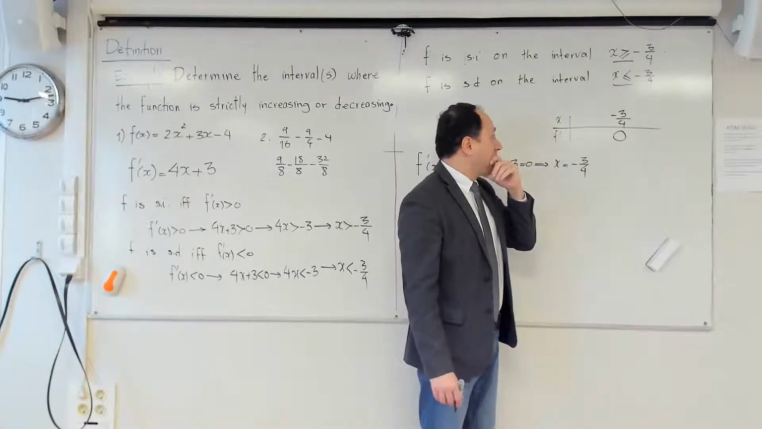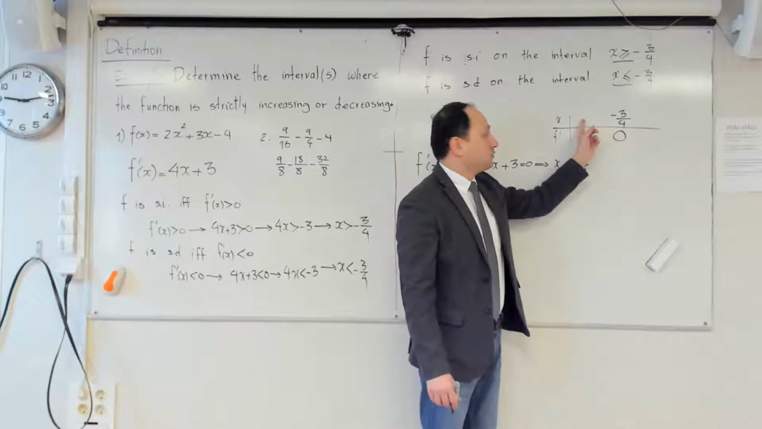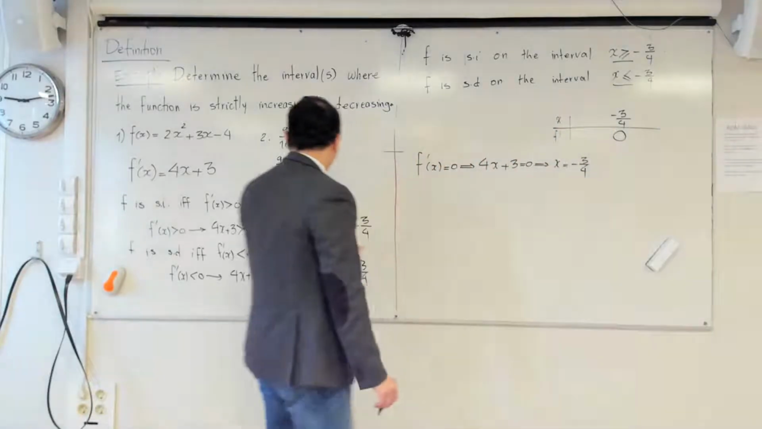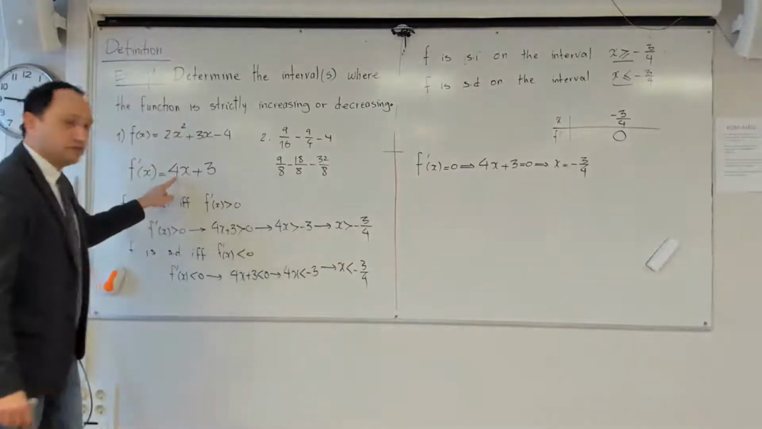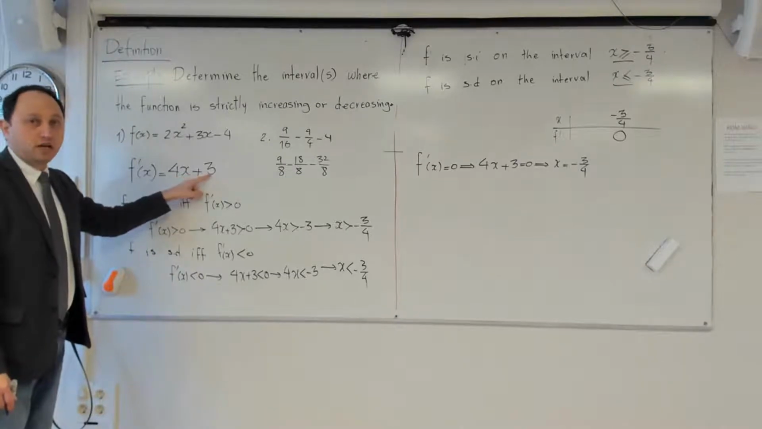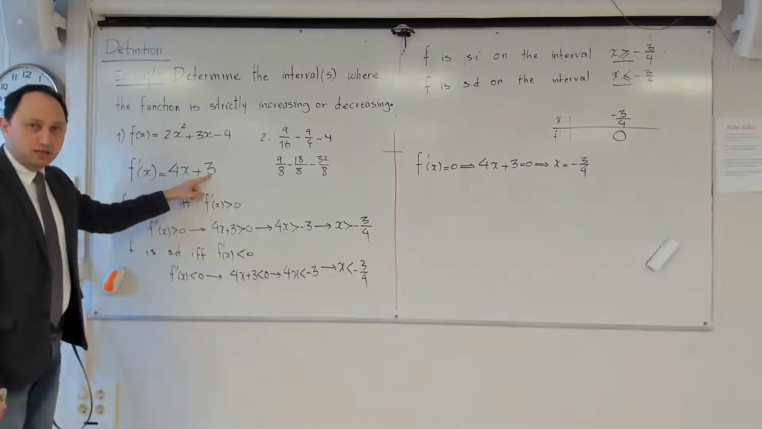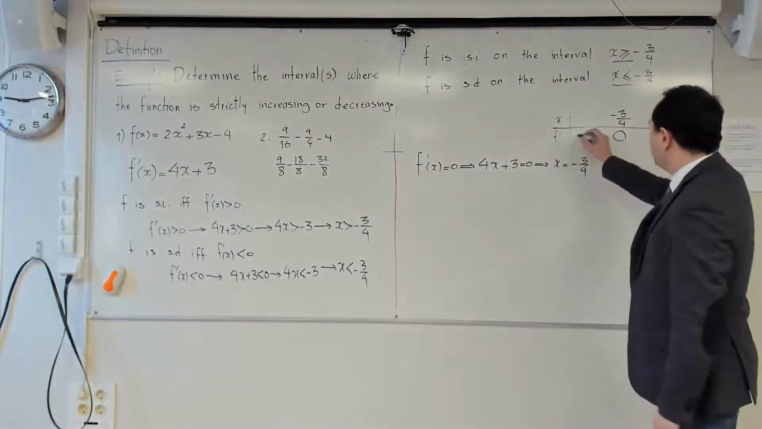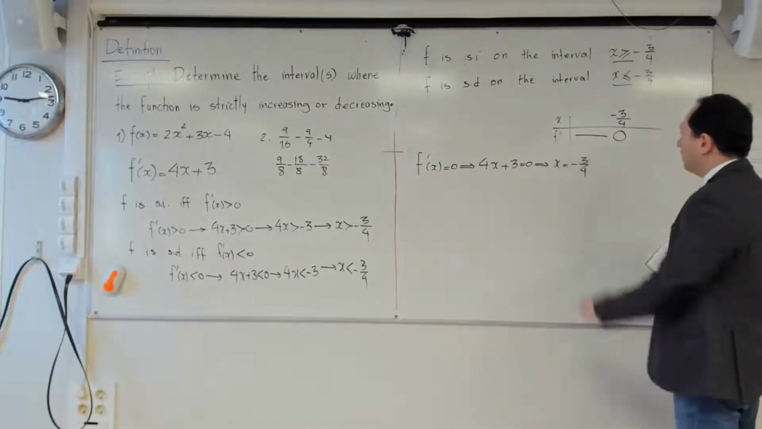Yes? So which one is more suitable? I would say minus 1. Yes? I take minus 1 and put it back in your derivative. 4 times minus 1 is minus 4, plus 3 is minus 1. Minus 1 is negative, so I will claim that this will remain negative all the time.